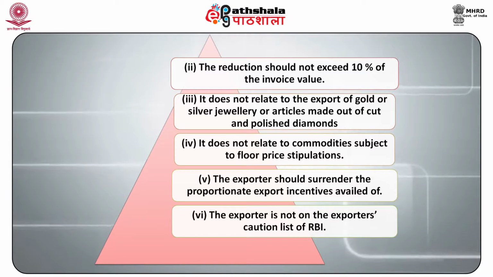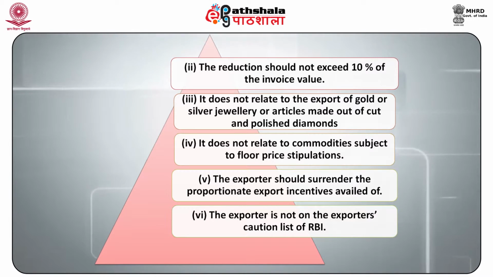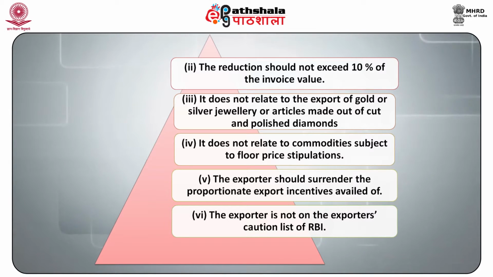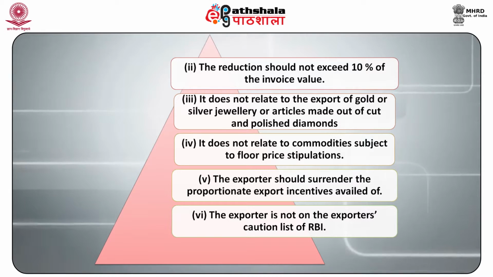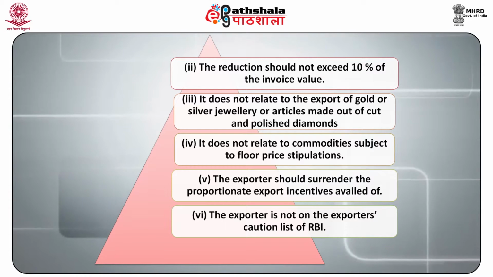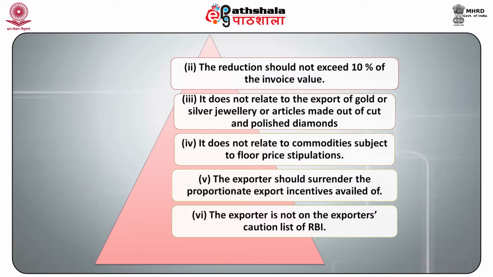First, a letter in writing giving full particulars of the consignment is to be addressed to the authorized dealer. Second, the reduction shall not exceed 10% of the invoice value. Third, it does not relate to the export of gold or silver jewelry or articles made out of cut and polished diamonds. Fourth, it does not relate to commodities subject to floor price stipulations. Fifth, the exporter should surrender the proportionate export incentives availed of. Sixth, the exporter is not on the exporter's caution list of RBI.